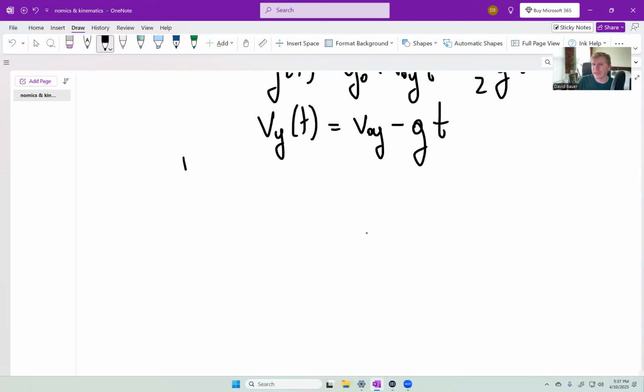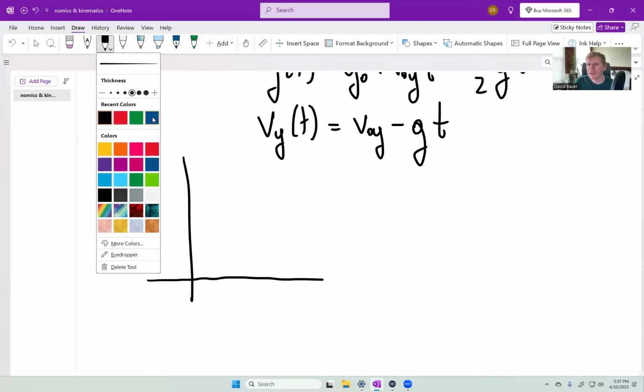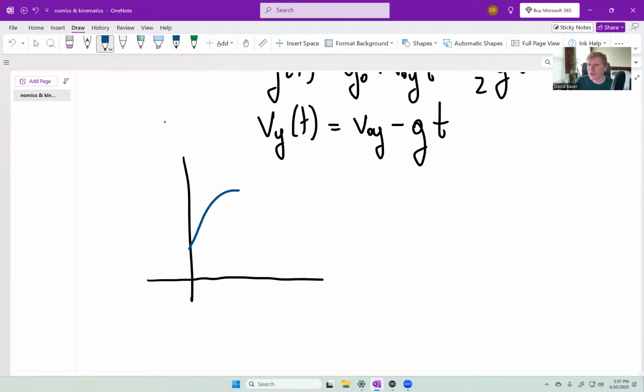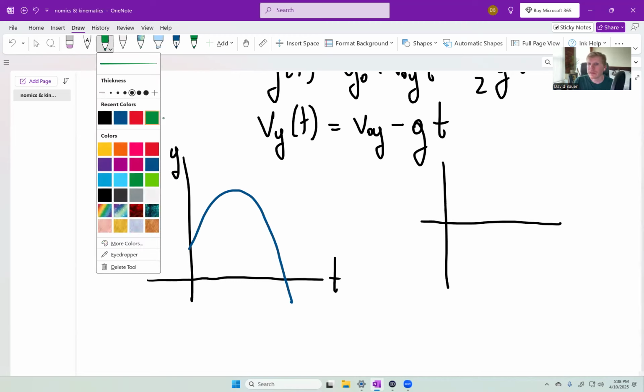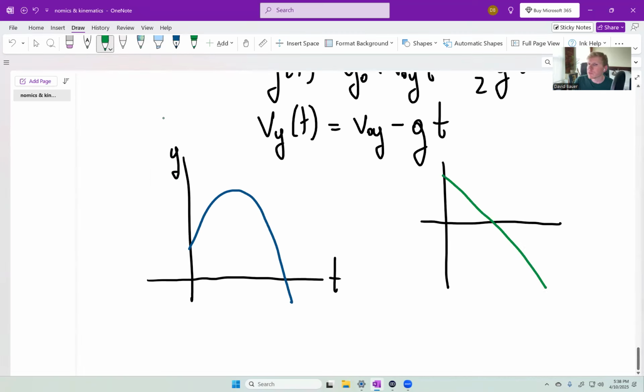Right. So here I get a position graph. Well, it doesn't have to be negative. I get a position graph that is concave down because I have a negative acceleration. Right, and I get a velocity graph that is a straight line with a negative slope.